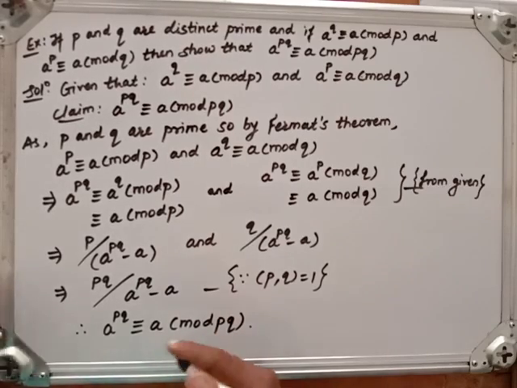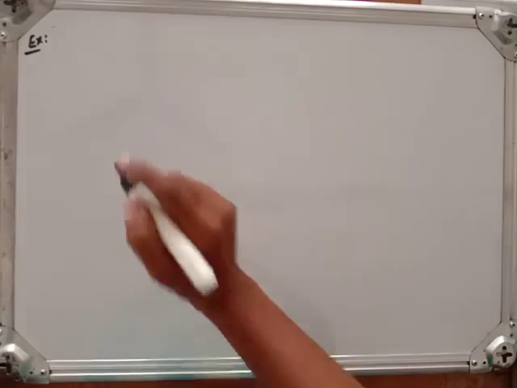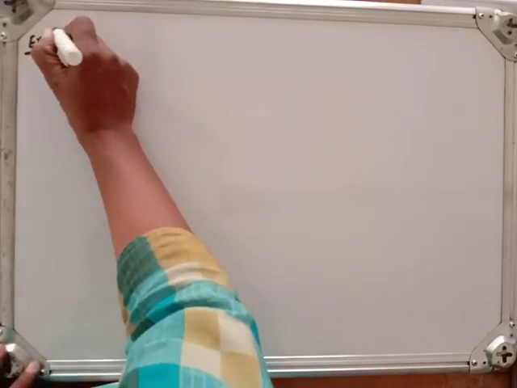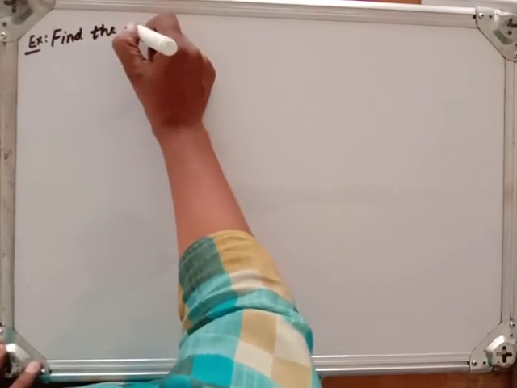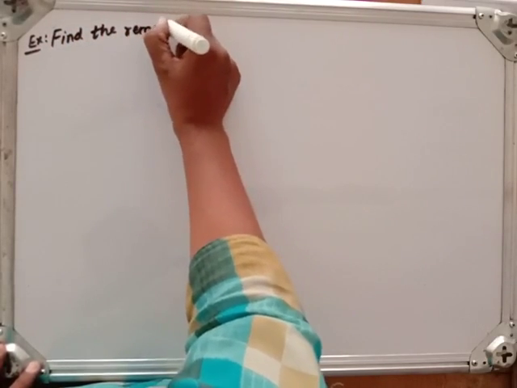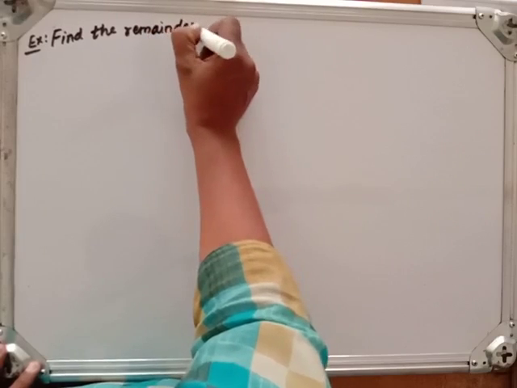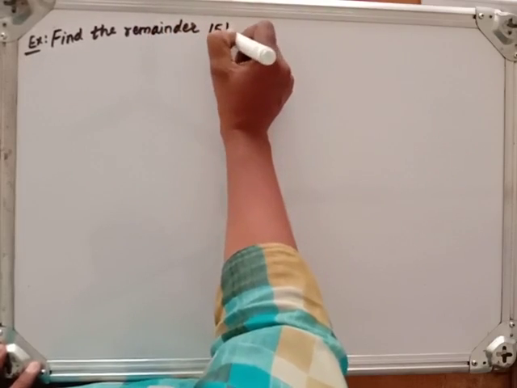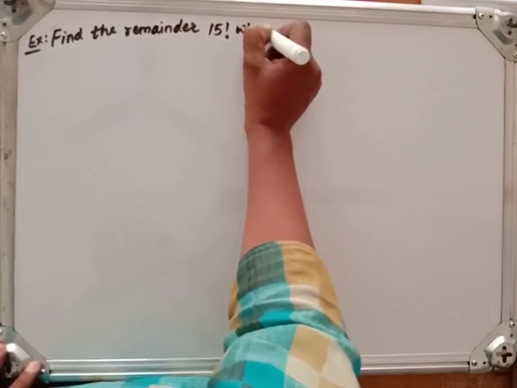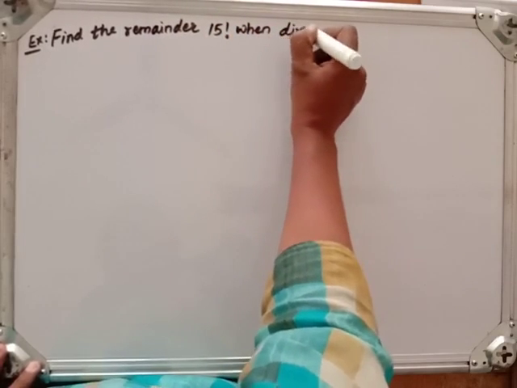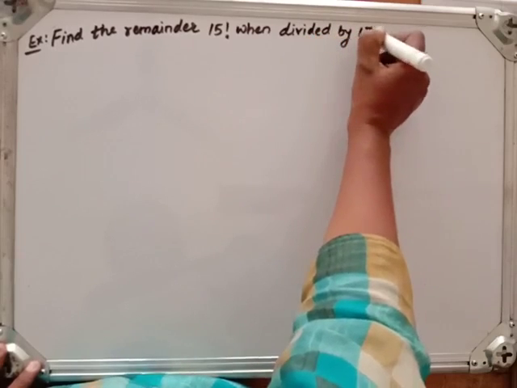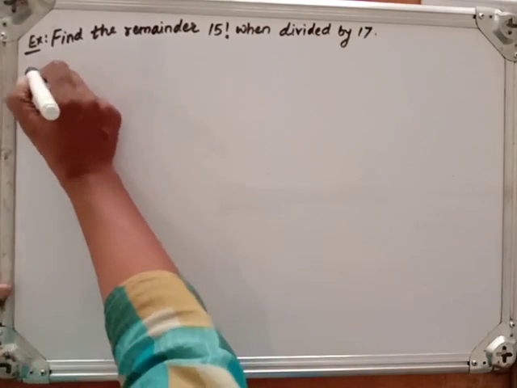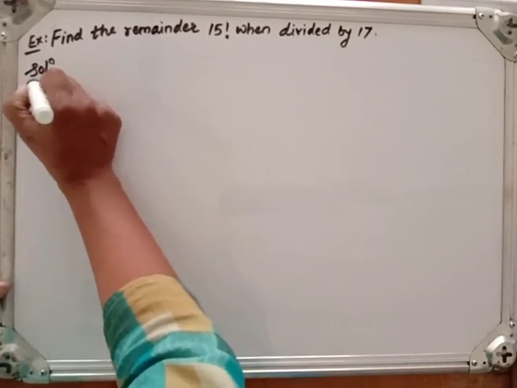Okay, now let's take the next example. The next example is to find the remainder when 15 factorial is divided by 17. So let us start the solution.